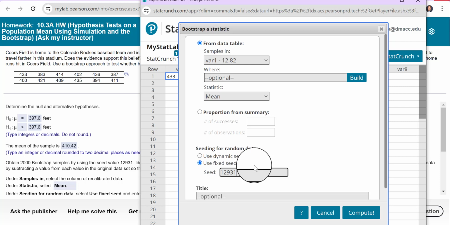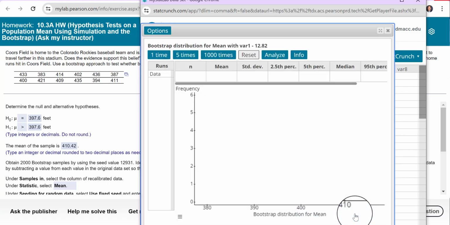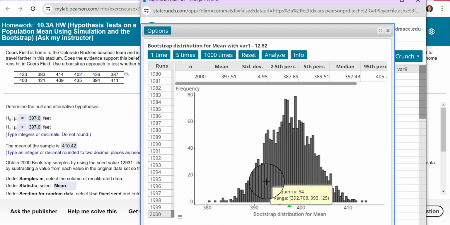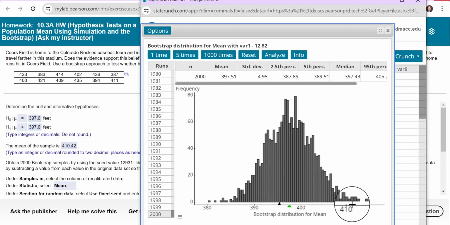So we've got this, and we compute, and it says to do 2,000. So we go bam. So we've done 2,000 resamplings of 12 home runs, and we found the mean of all 2,000 of those, and this is a plot of all 2,000 of those means. So now we're saying, okay, what's the probability that we would find one that is 410.42 or more? So we're trying to find out what's greater than.